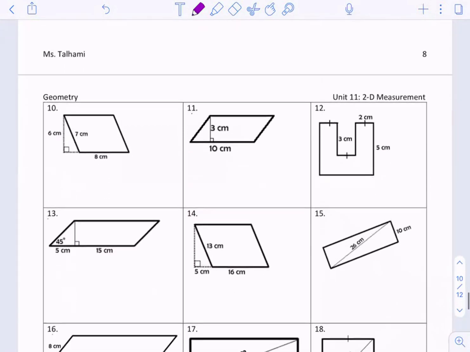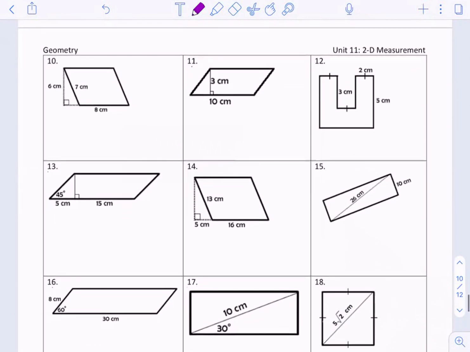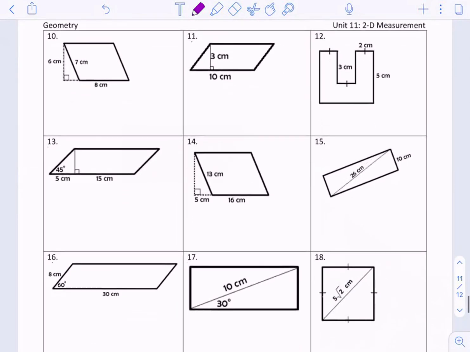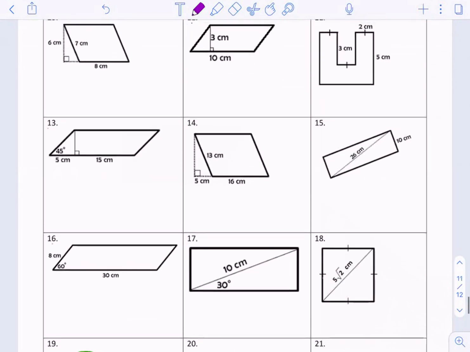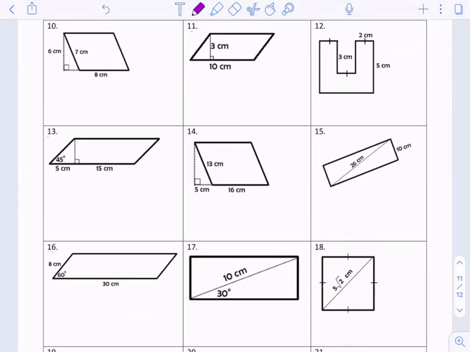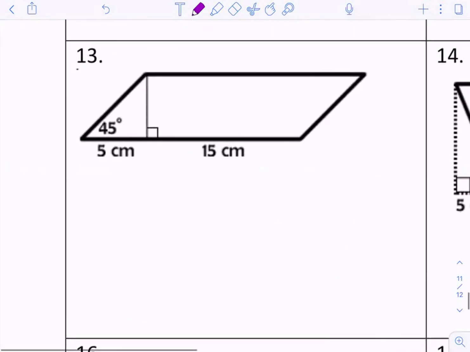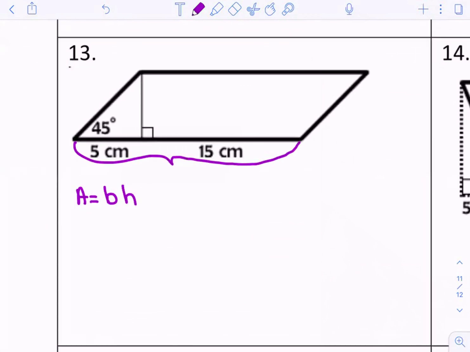Now let's start looking over here at this next page. In this next page, you have also some other types of shapes involved here. So let's take a look at number 13. Okay, so we have a parallelogram. Do we have the base and the height? Well, I think given the information that's given to us, we could figure out that the base is the sum of the 5 and the 15, which is 20.